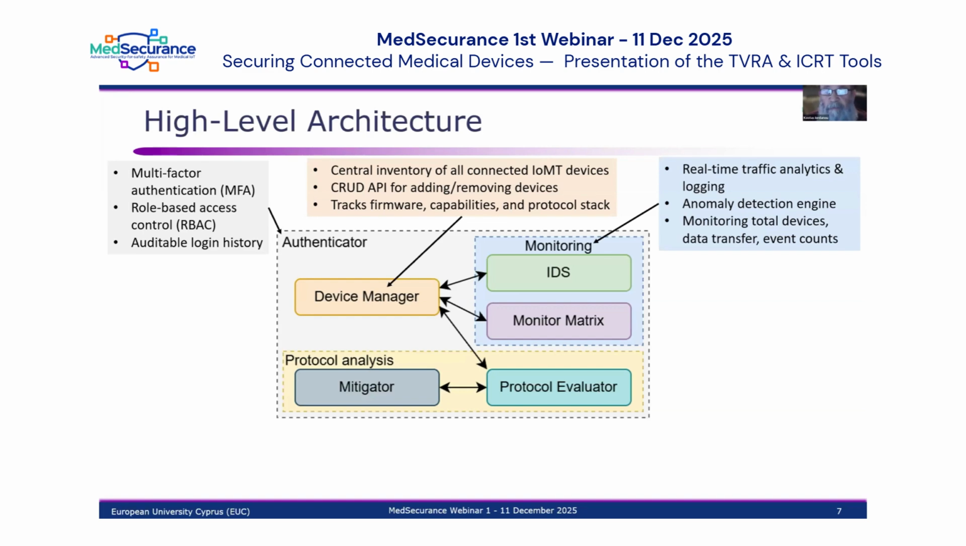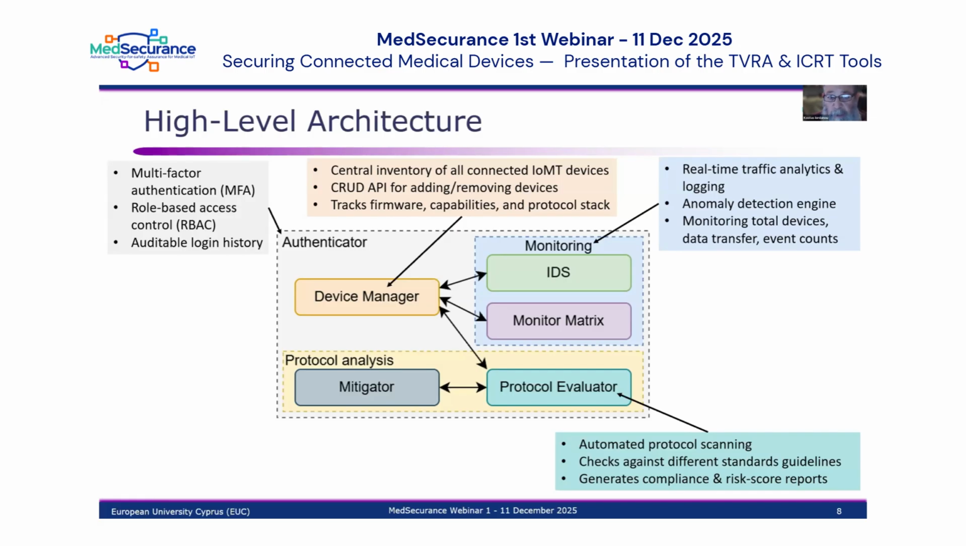Next, we have a group of tools dedicated to monitoring: the intrusion detection system, or IDS in short, and the monitor matrix. Both tools provide real-time traffic analysis and logging. They can be used for anomaly detection and monitoring the total devices, the data transfer, and the event counts of the devices connected to a specific network. Again, we'll see them in action in a few minutes.